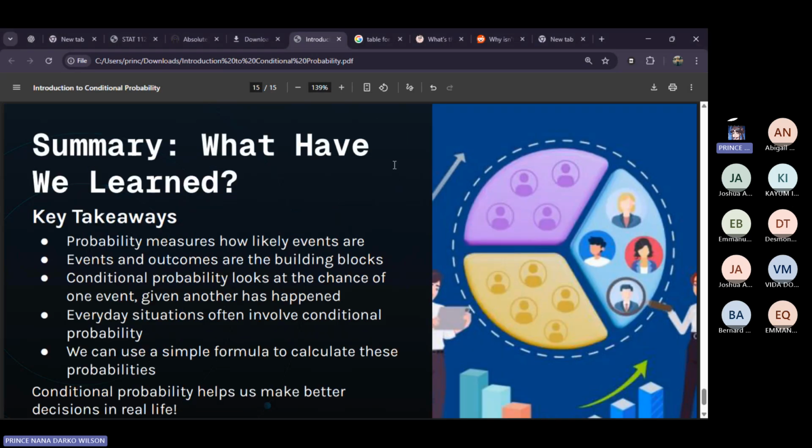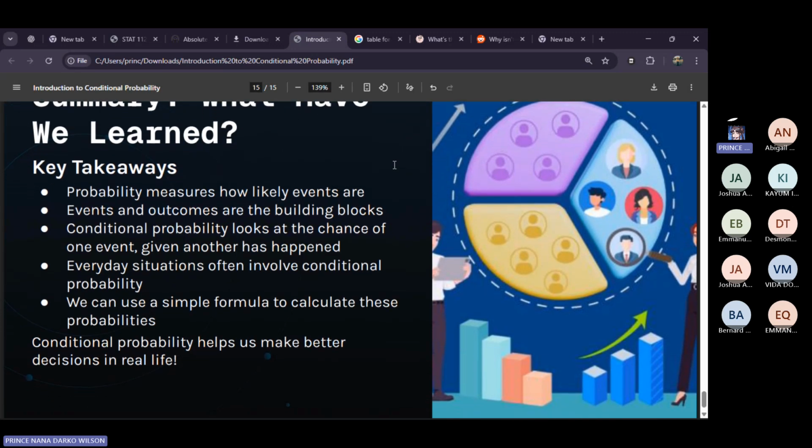What have we learned today? Probability measures how likely events are. Events and outcomes are the building blocks of probability. Conditional probability looks at the chance of one event given another has already happened. Everyday situations often involve conditional probability. We can use a simple formula to calculate these probabilities. And that probability is the probability of A given B equal to probability of A intersection B all over probability of B. Conditional probability helps us make better decisions in real life.